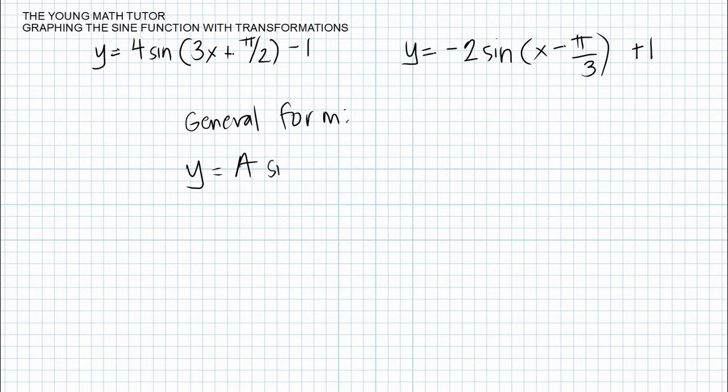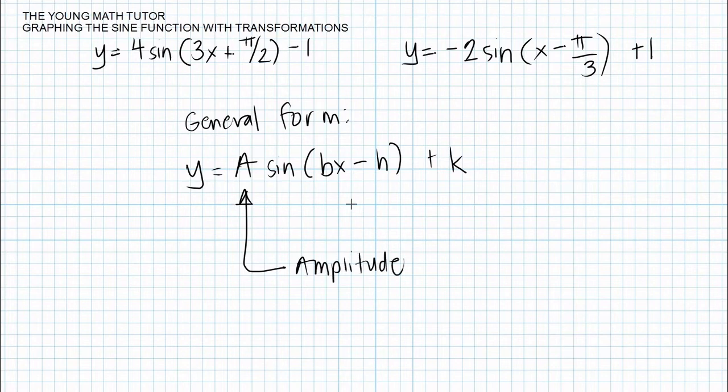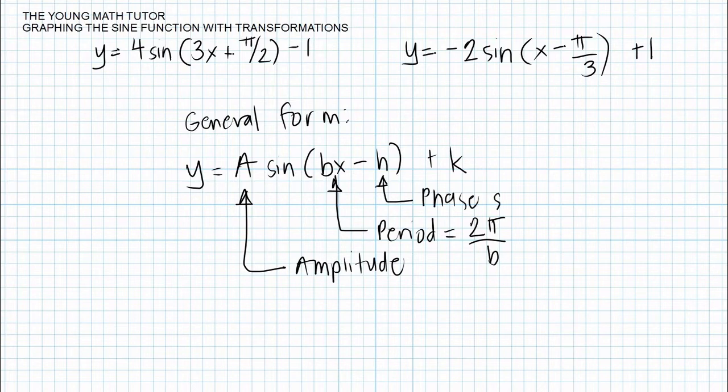So let us keep in mind the general form of a sine function, which is y equal to a sine of bx minus h plus k. So a in this equation is the amplitude, b is from the period, which is period equal to 2 pi over b, negative h is the phase shift, and k is the vertical shift.